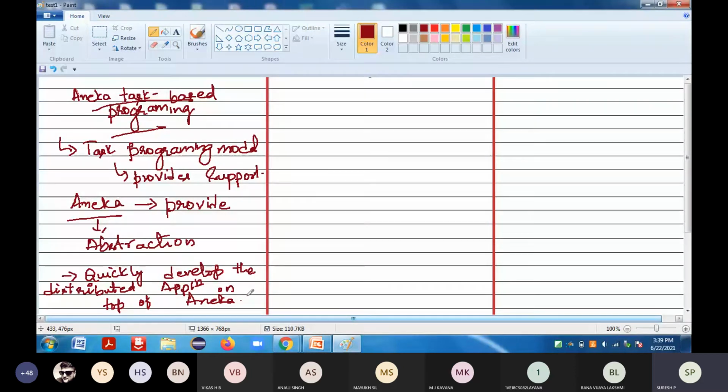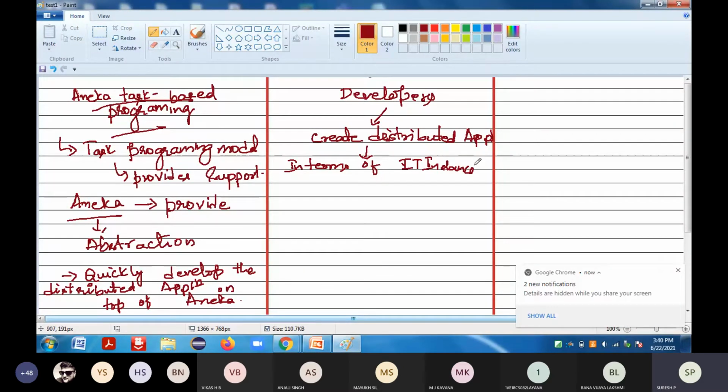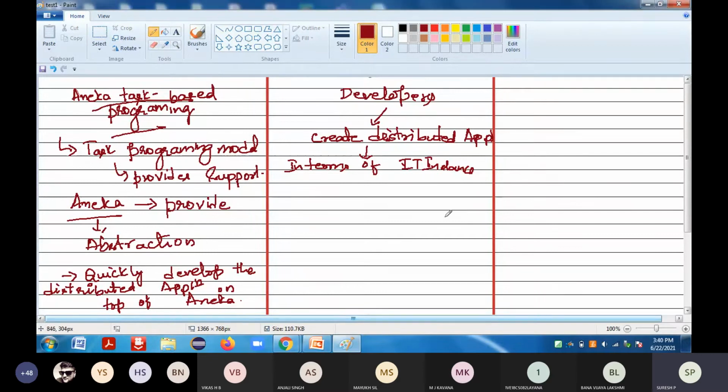So here you have the developers. As a developer, you are going to create distributed applications. Developers basically create the distributed application in terms of IT instances. It is going to create the application in terms of IT instances, where collective execution is going to happen.